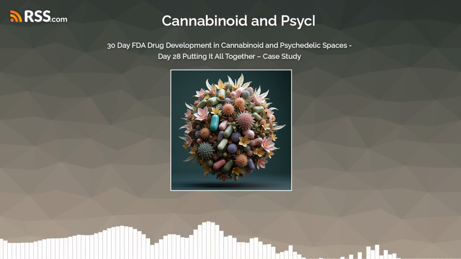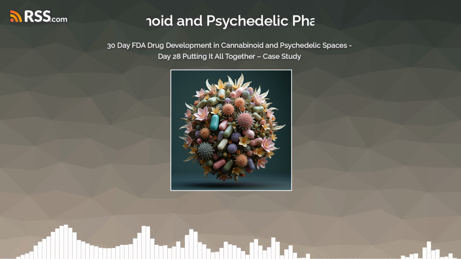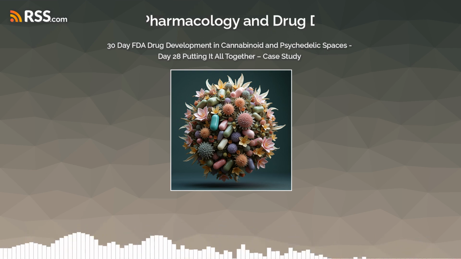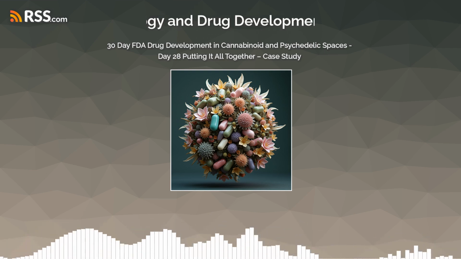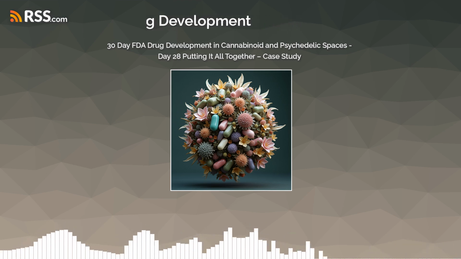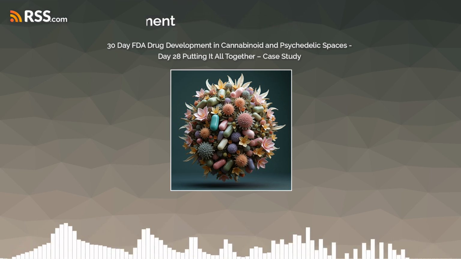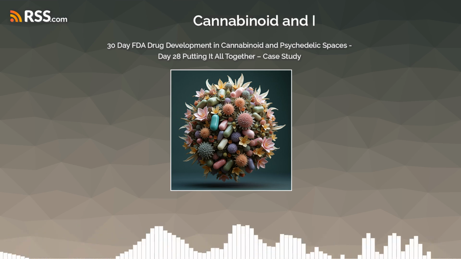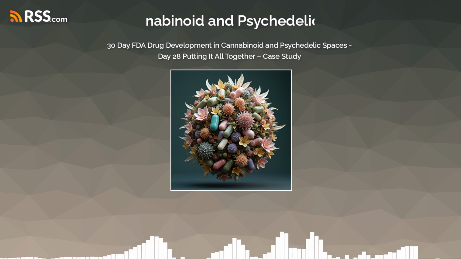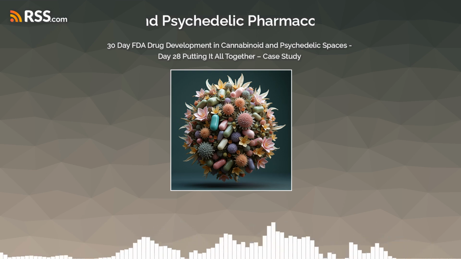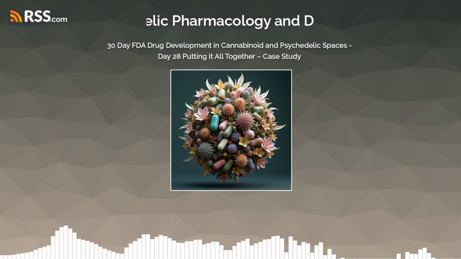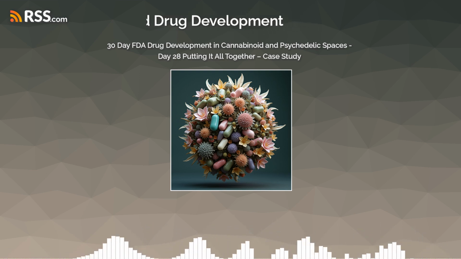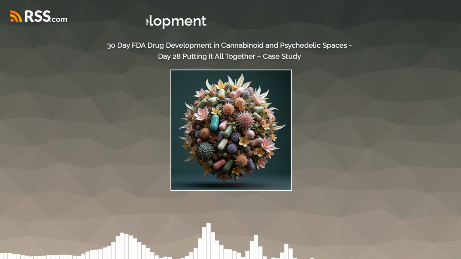And as we conclude this deep dive, I'm really struck by the interconnectedness of all these elements. From defining those CQAs and optimizing our process to navigating those regulations and ensuring label accuracy, it's like a symphony of science, strategy, and ethics. You've captured it perfectly. Bringing a psilocybin product to market is not a solo act, it's a collaborative effort that requires expertise, diligence, and a deep commitment to quality, safety, and the well-being of patients.